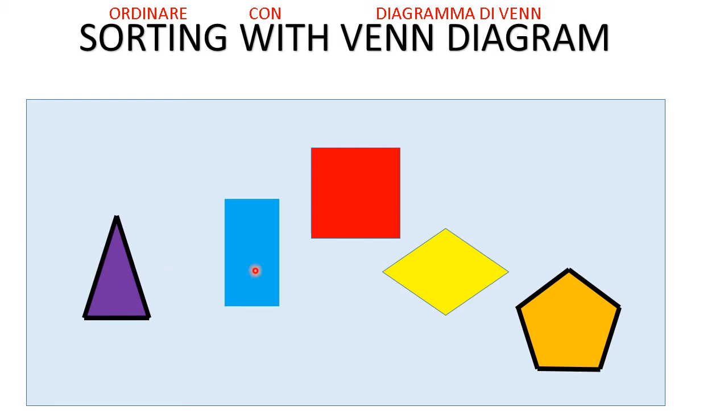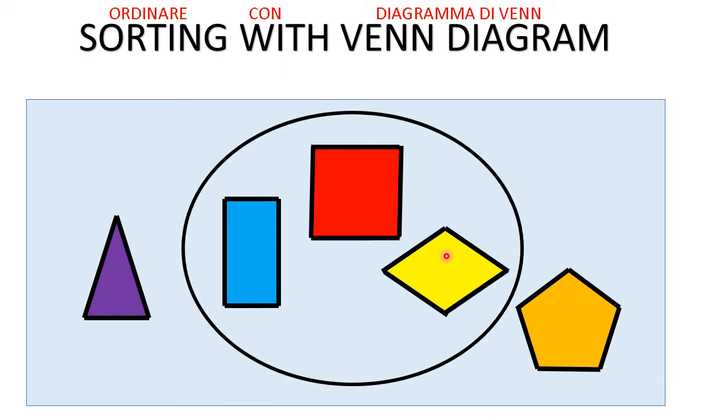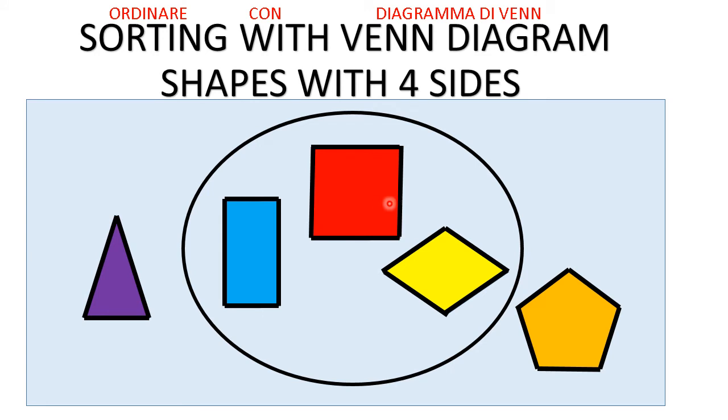This is a rectangle. It has 1, 2, 3, 4 sides. A square has 1, 2, 3, 4 sides. And a diamond has 1, 2, 3, 4 sides. This is the group. These are shapes with 4 sides. So the pentagon and the triangle stay outside the group.